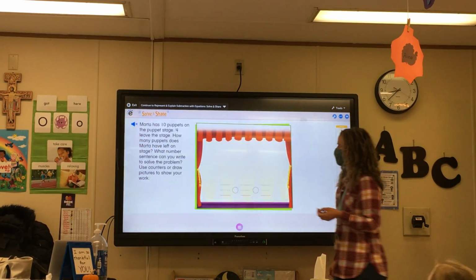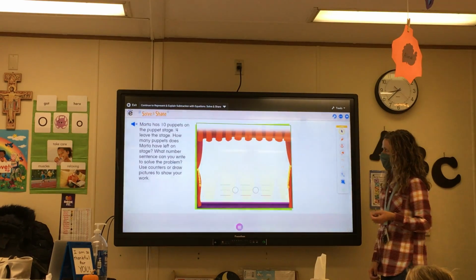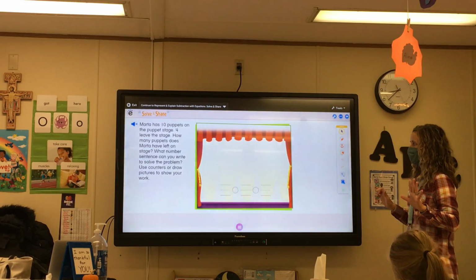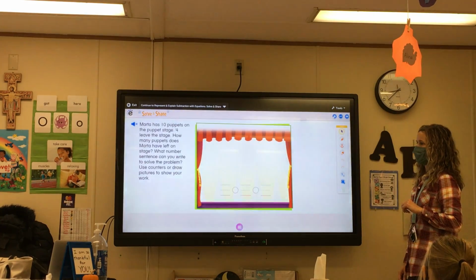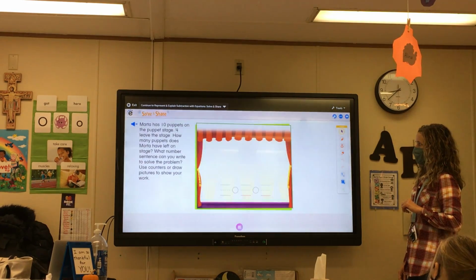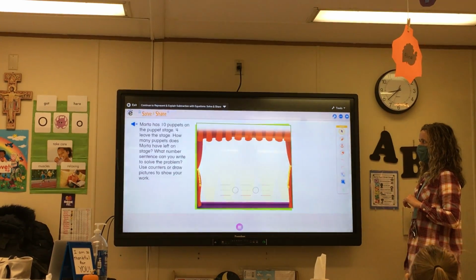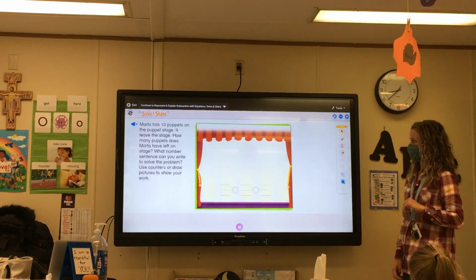Marta has 10 puppets on the puppet stage. 4 leave the stage. How many puppets does Marta have left on stage? What number sentence can you write to solve the problem? Use counters or draw pictures to show your work.